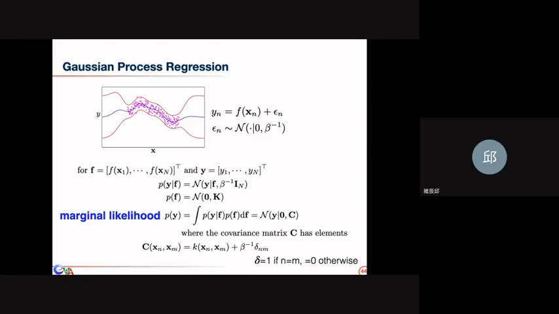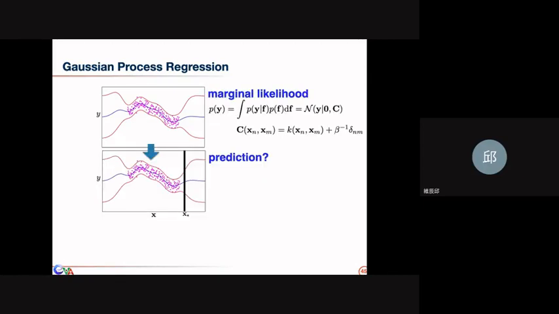So this is P of y. It is still distributed according to a Gaussian, and its covariance is defined in this way. This is the marginal likelihood: it is distributed according to a Gaussian, and its covariance is defined by C.